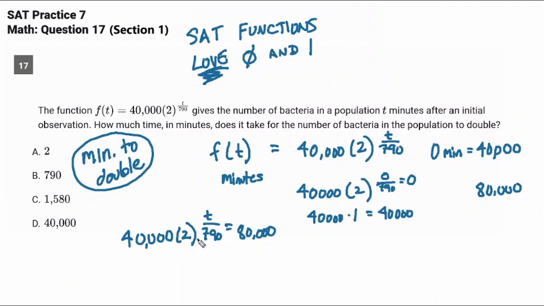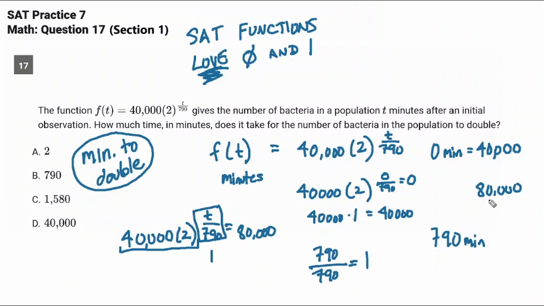Look at this, by the way. Well, this is interesting, isn't it? Because what is 40,000 times 2? It's 80,000. So all I need to do is make this ugly t over 790 thing 1. How can I do that? 790 over 790 is 1, isn't it? So how many minutes would t be? 790. 790 minutes, I get to 80,000, and 790 is the answer.